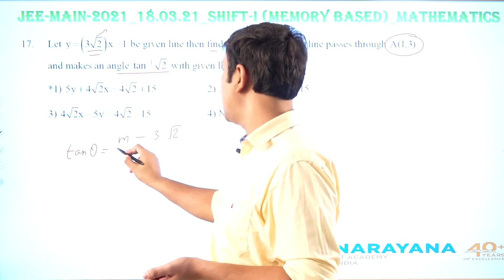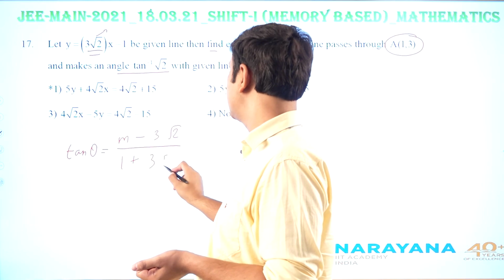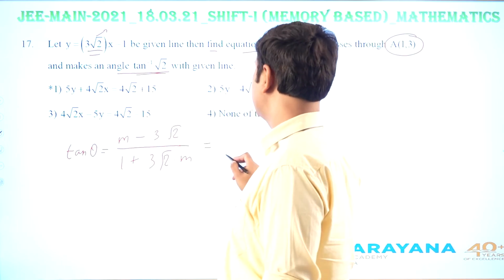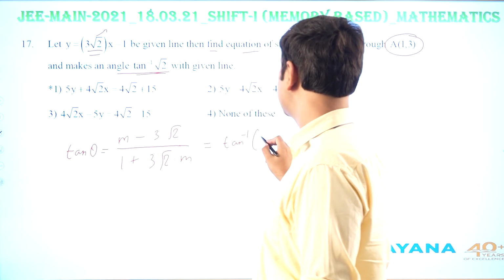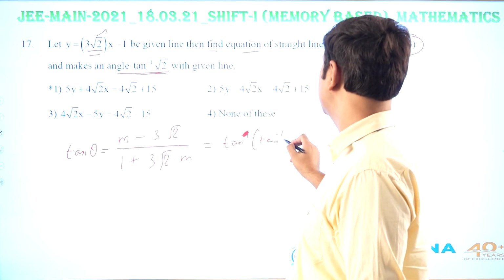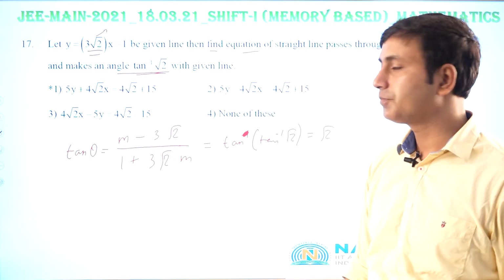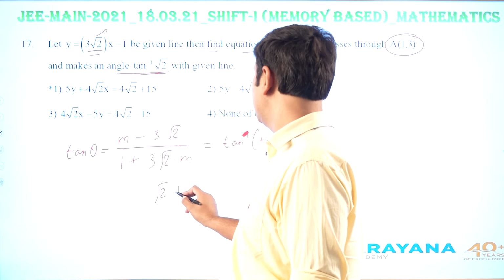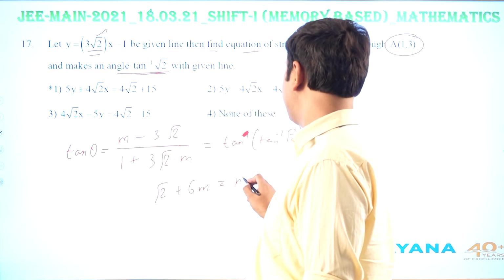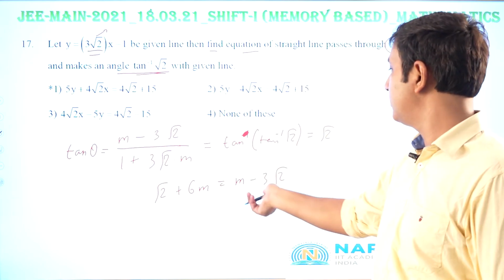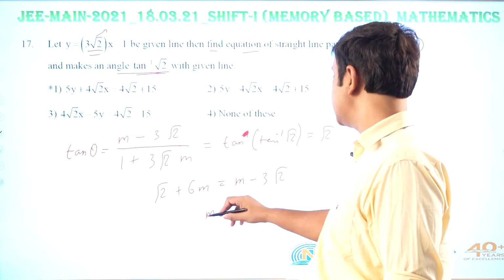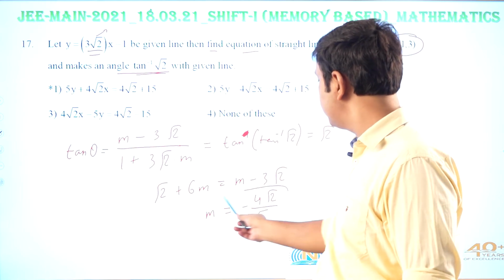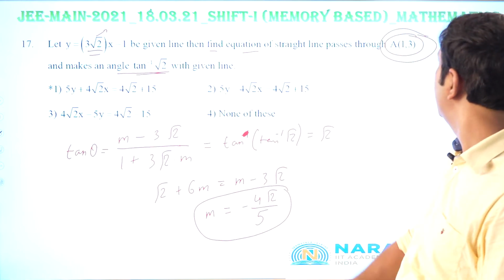in which one of the slopes is m of the required line, other slope let us say is 3 root 2, so m minus 3 root 2 upon 1 plus 3 root 2 into m, and this quantity is given to be tan inverse root 2. Tan inverse, theta is giving tan of tan inverse root 2, which is simply root 2. We'll cross multiply, we'll get from here root 2 plus 6m is equal to m minus 3 root 2. From here m will come out to be minus 4 root 2 upon 5. Now slope we have, and we have that line passes through 1 comma 3.